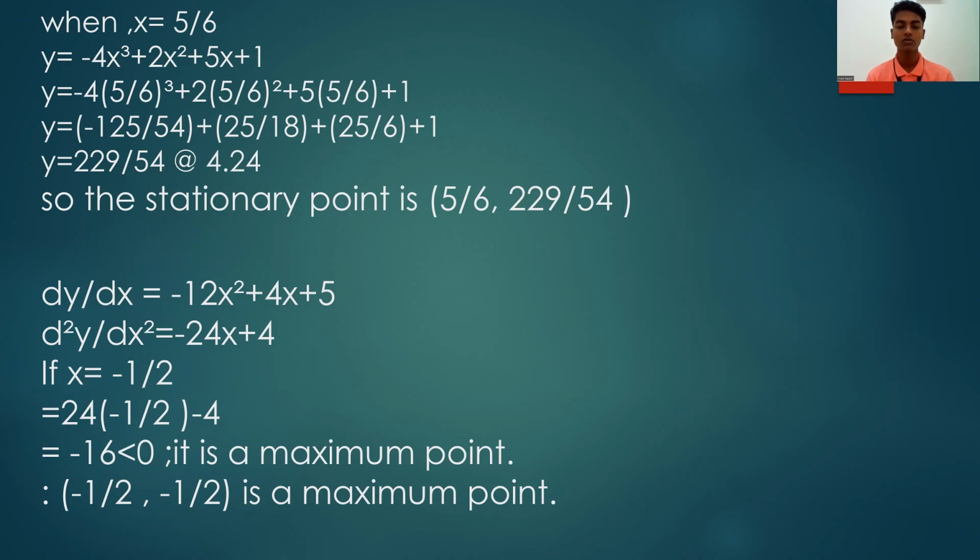In order to find out whether our graph has a minimum point or a maximum point, we have to do the second differentiation. If we do that, we get negative 24x plus 4, and we substitute the value of x that we got before inside it. For the first point, we get negative 16, which is lower than 0, so it is a maximum point. So the coordinates (-1/2, -1/2) are a maximum point.